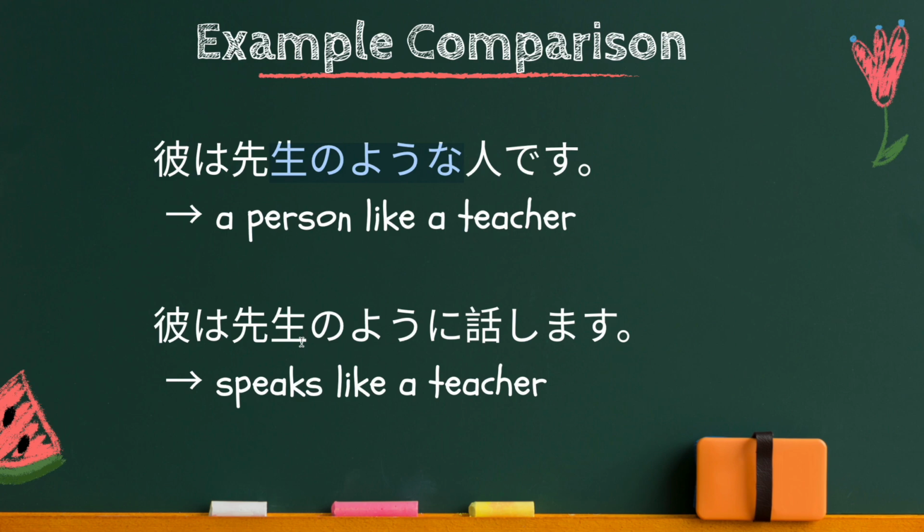But another one is this. Speaks like a teacher. 彼は先生のように話します。This time, this part is not a noun, but instead this is a verb. To do like a teacher. He speaks like a teacher. He does this action like a teacher.